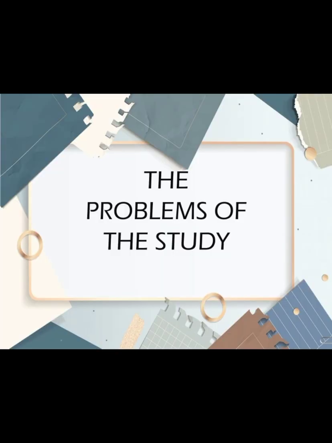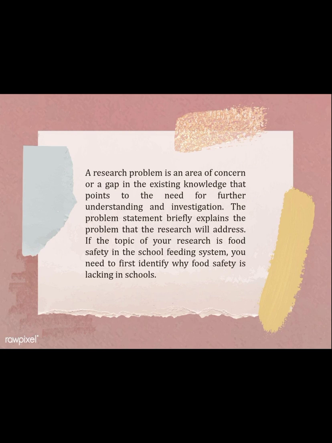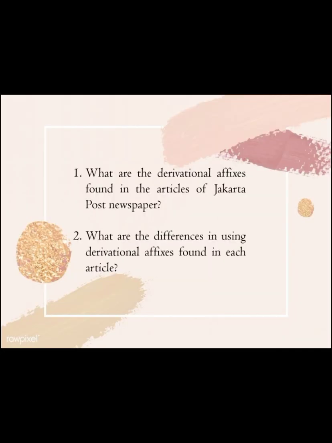Next is the problems of the study. Research problem is an area of concern or a gap in the existing knowledge that points to the need for further understanding and investigation. Problem statement is used in research work as a claim that outlines the problem addressed by a study. The problem statement briefly explains the problem that the research will address. If the topic of your research is food safety in the school feeding system, you need to first identify why food safety is lacking in schools. Your problem statement can explain that food safety in school feeding systems is an important concern and point towards a gap in research that shows that this problem has not been addressed. Here is the example of the problem of the study.